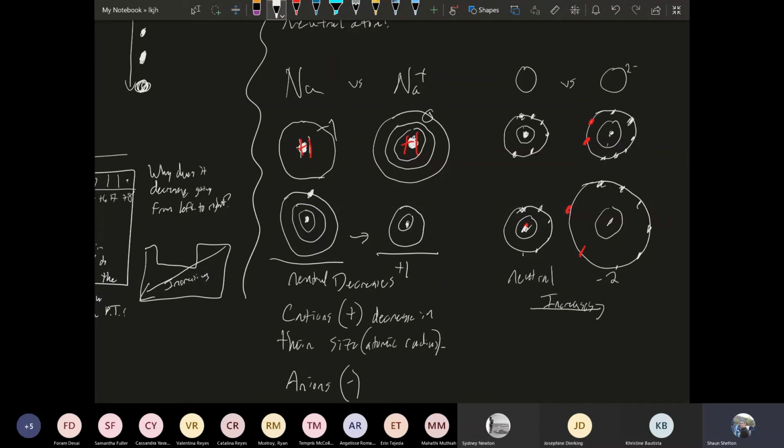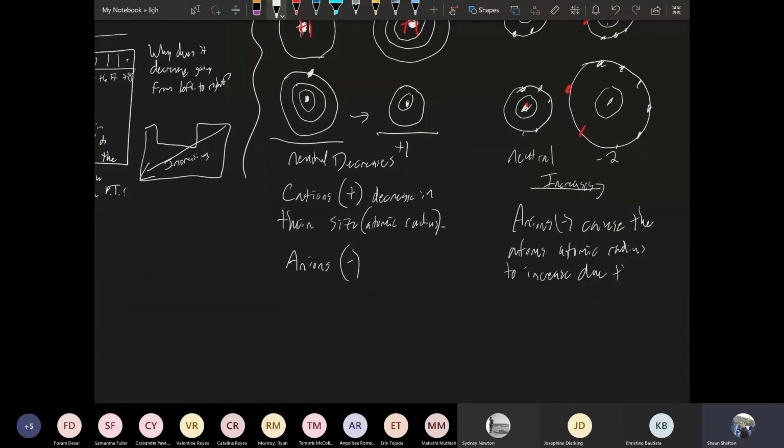So anions cause the atom's atomic radius to increase due to the extra repulsions experienced in the electron cloud.